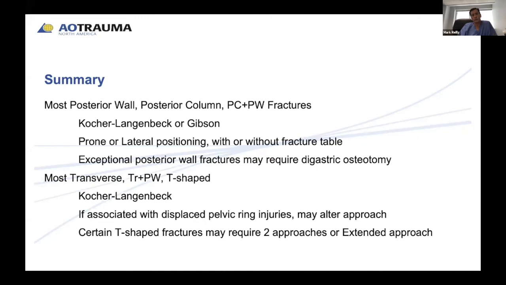The surgeries, the Coker-Langenbeck or the Gibson, can be performed with or without a fracture table. Exceptional posterior walls, particularly those that are high cranial or anterior, might benefit from a digastric osteotomy performed as a component of either a Coker-Langenbeck or a Gibson approach, in order to increase the anterior exposure that is necessary for some of these very high cranial posterior wall variants.